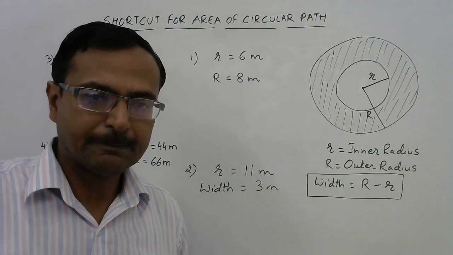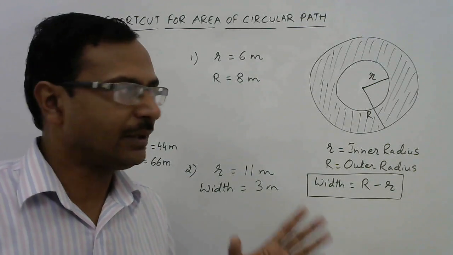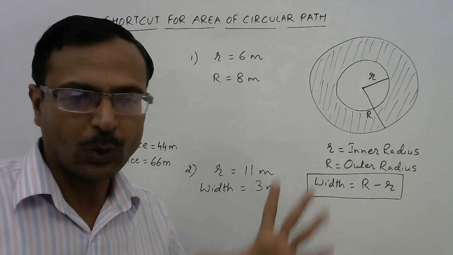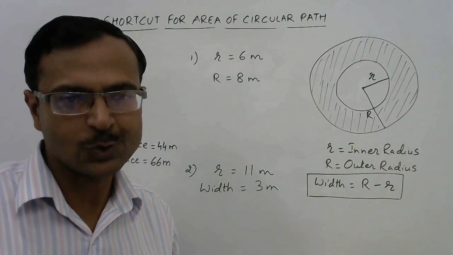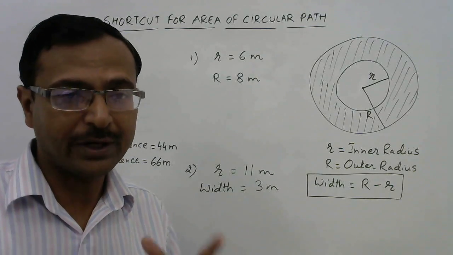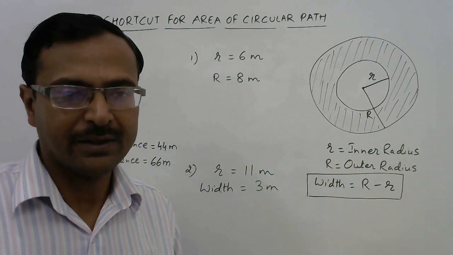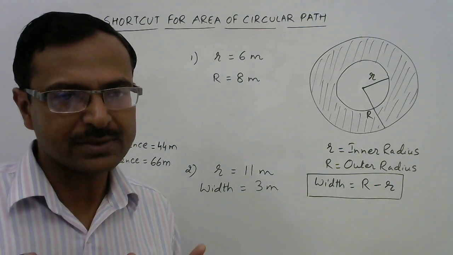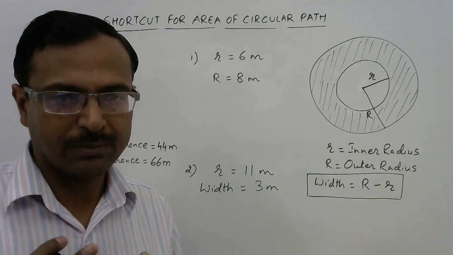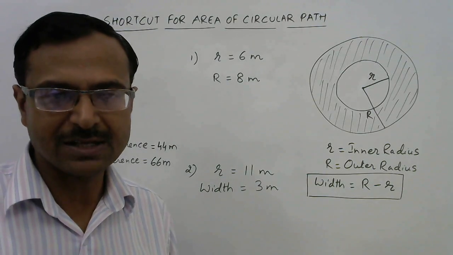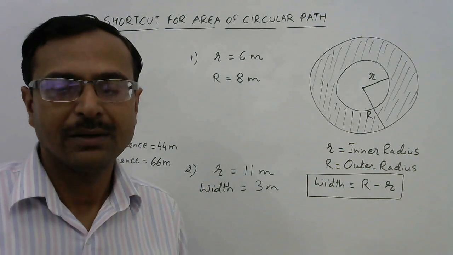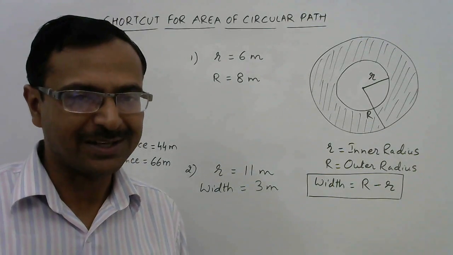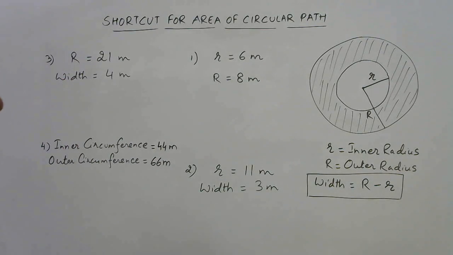We all know that the area can be calculated using the formula of the area of a circle and subtracting the outer area and the inner area. In that method you need to find the outer area first, then the inner area, and then subtract. Quite a lengthy process. We can reduce that process, which consumes half the time of the traditional method, by adopting a very simple algebraic identity: a square minus b square equals a plus b into a minus b. I'll tell you the way it is to be used here.